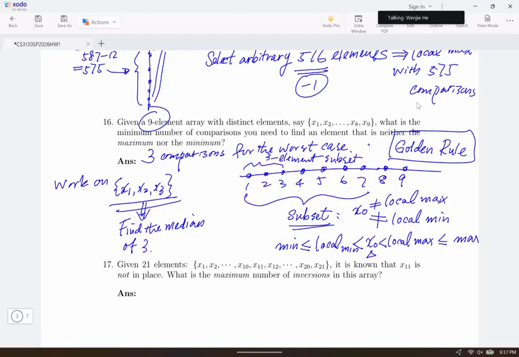How many comparisons do we need for the median of 3 elements? 3 comparisons, right? For the worst case. Not 2. Some students sometimes give me 2 comparisons to find the median, but that's the best case, not the worst case. For the median, you need to work on the worst case. So basically, you need to sort these 3 elements to get a median. So your final answer is 3 comparisons.